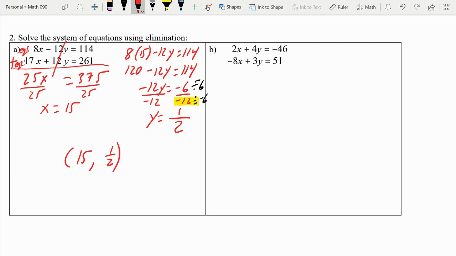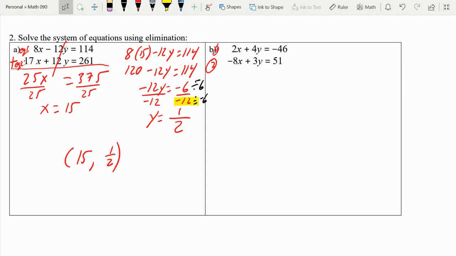Now, let's look over here at B. So here I have equation 1. Here's equation 2. What are you noticing with equation 1 and equation 2? Well, if I look at the variables, are those the same? Nope. Are those the same? Nope. All right, so here we have a little bit more work ahead of us.